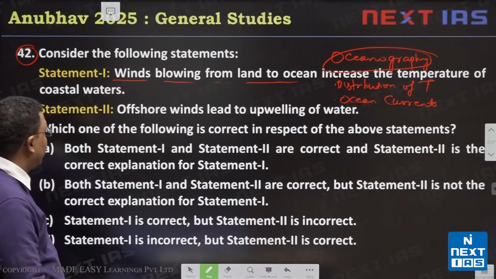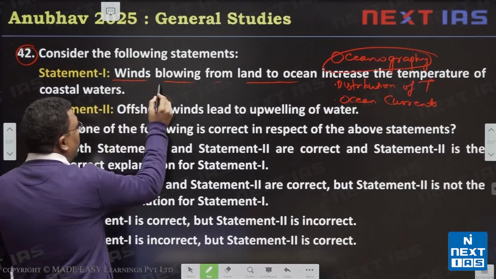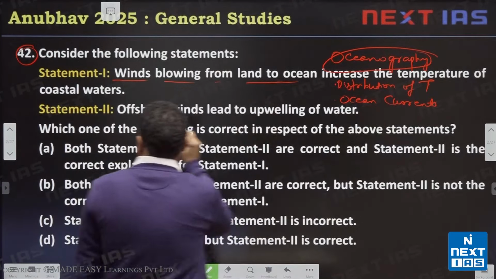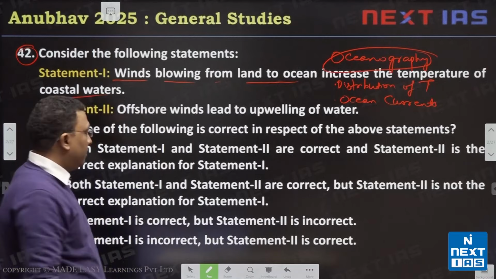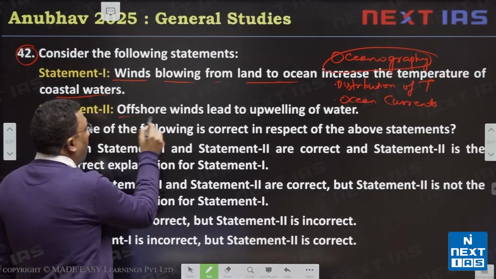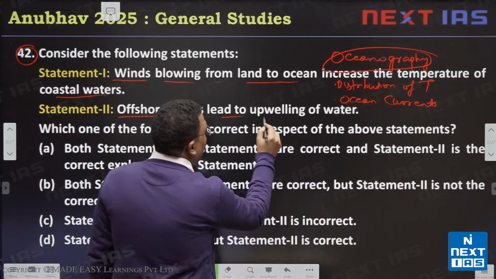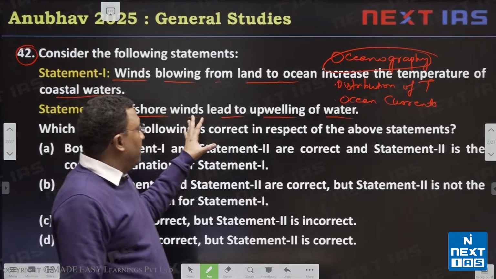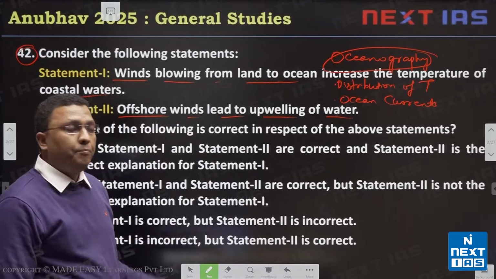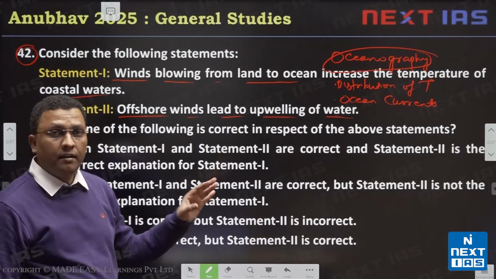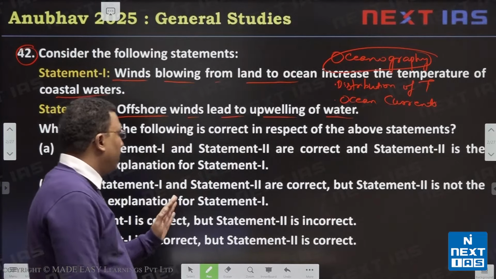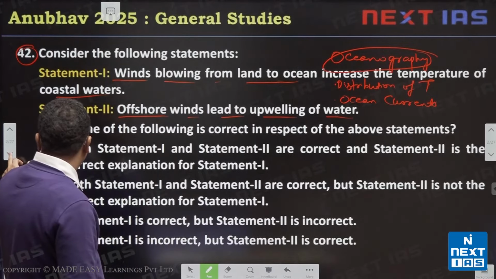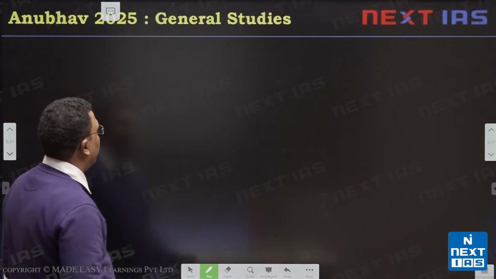Now let's read the statement. First statement says, winds blowing from land to ocean increase the temperature of coastal waters. Second statement says, offshore winds lead to upwelling of water, right? So it is basically based on the concept of impact of prevailing winds on the ocean temperature, okay? So let's first understand the concept and then we will come back to the question.